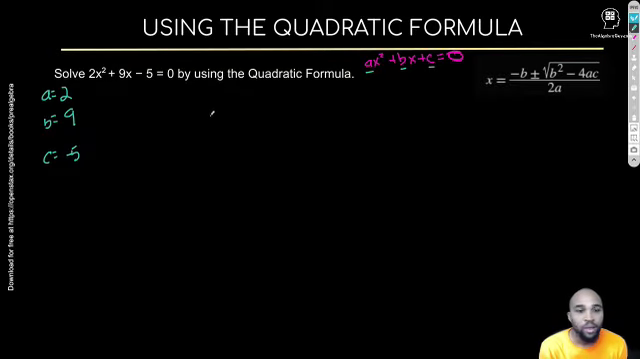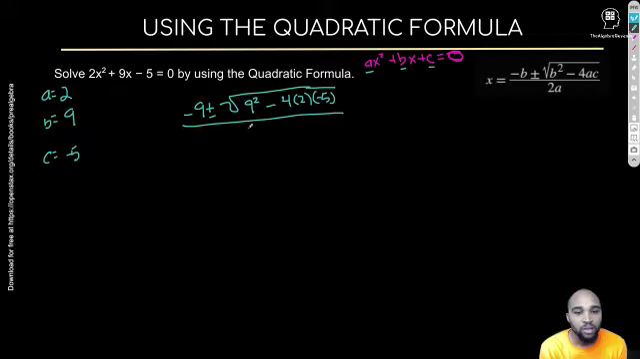So let's do that. We've got negative b, so that's going to be negative 9, plus or minus the square root of b squared. B squared is 9 squared. I'm going to go ahead and write 81 if that's okay with you. Actually, I'll write 9 squared, just to make sure I show every step. Then minus 4ac, all of this divided by 2 times a, 2 times 2 in our case.